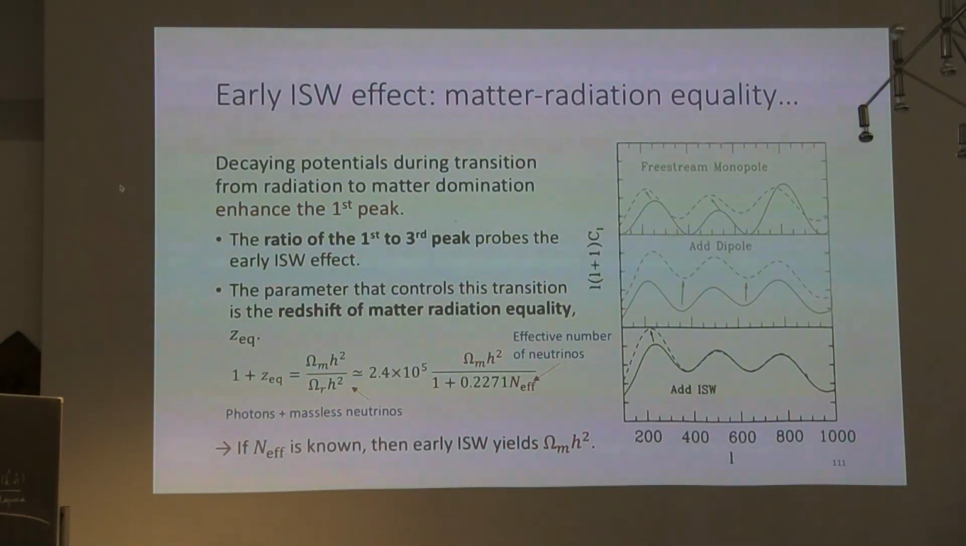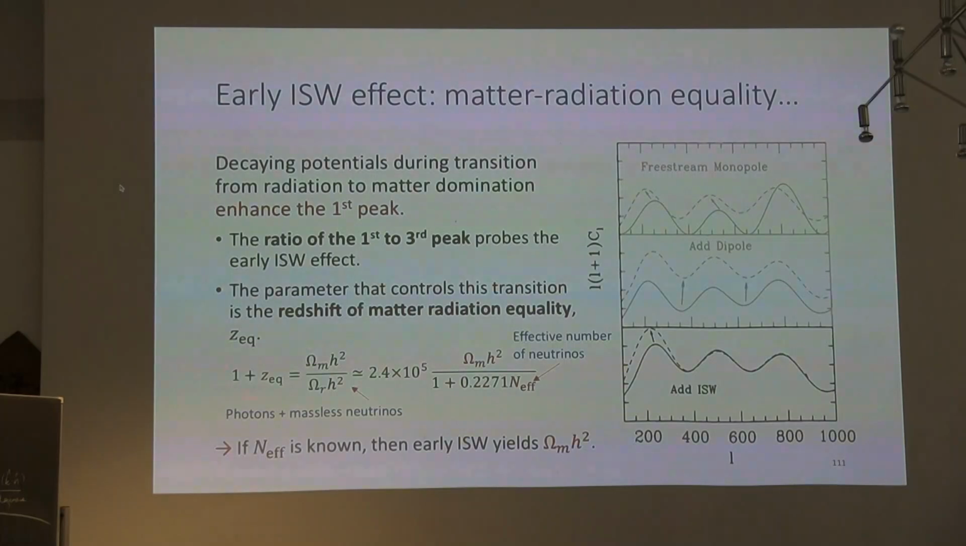Now the thing is that since the ISW effect is related to the transition from radiation domination to matter domination, you can expect it to be sensitive to exactly when equality happens. So in other words, what the early ISW effect allows you to establish is essentially the redshift of matter-radiation equality. This is another parameter that is extremely well measured in lambda CDM. It's better than 1%, and just from looking at the early ISW effect.